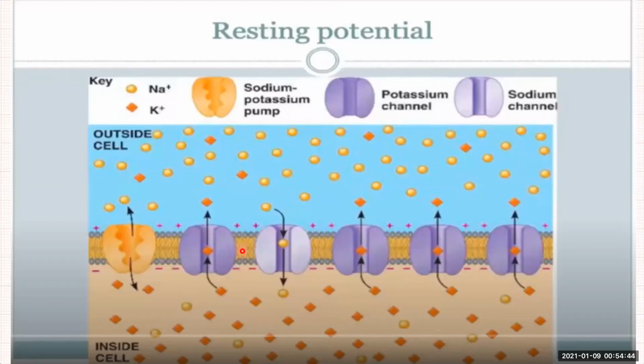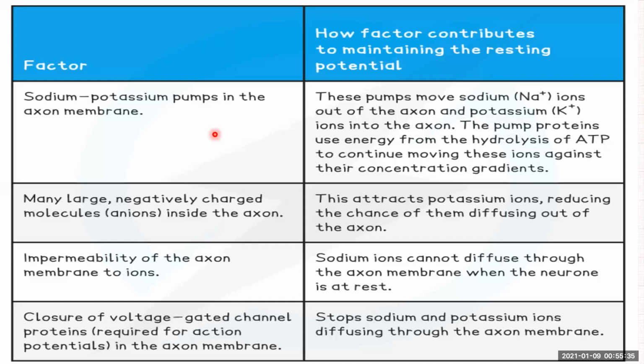These sodium and potassium channels that you're seeing remain open all the time. Since there are more potassium channels, more potassium diffuses out, and less sodium can come in. So these are the factors that contribute to maintaining the resting potential of minus 70 millivolts.